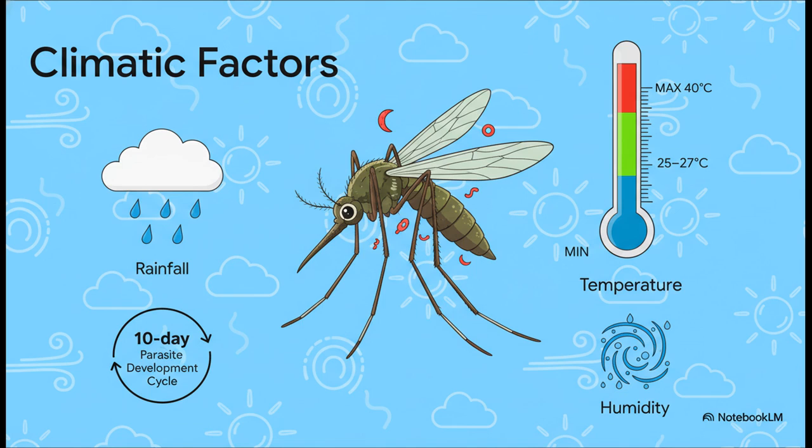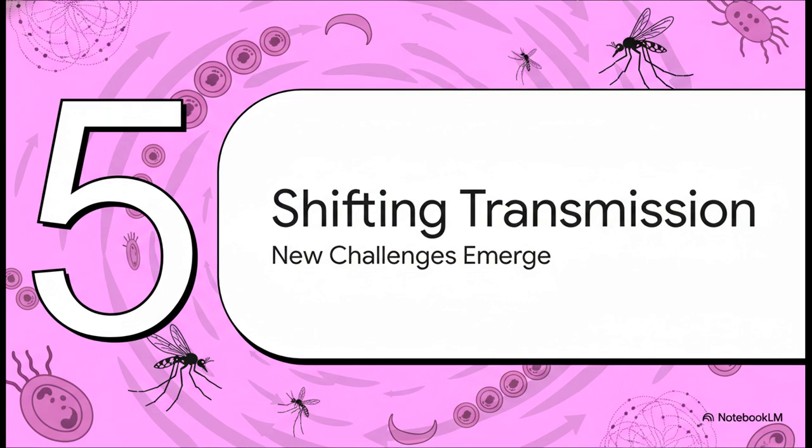Temperature affects the life cycle of plasmodia. The time for parasite development in the mosquito is about 10 days, but varies with temperature. P. vivax and P. falciparum have the shortest development cycles. For mosquito vectors, the minimum temperature is 8-10 degrees Celsius, optimum is 25-27 degrees Celsius, and maximum is 40 degrees Celsius. Section 5. Shifting Transmission and Challenges.